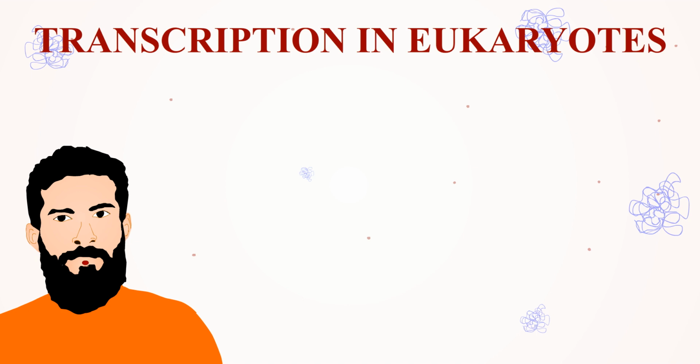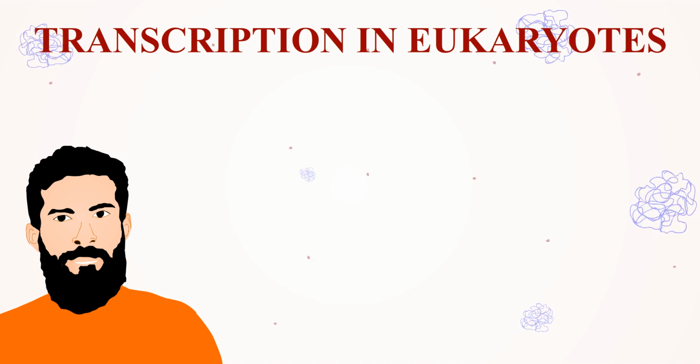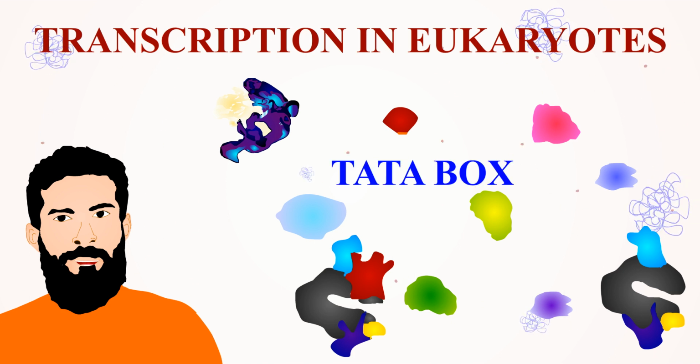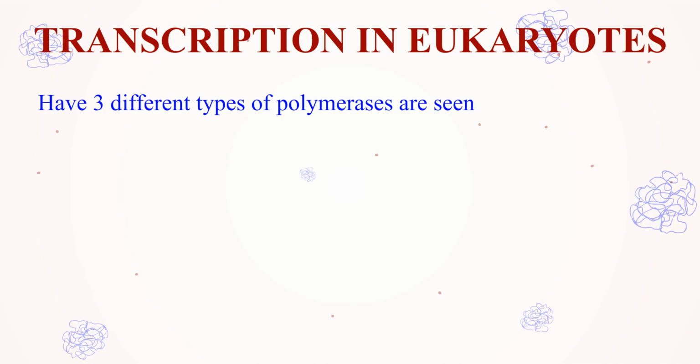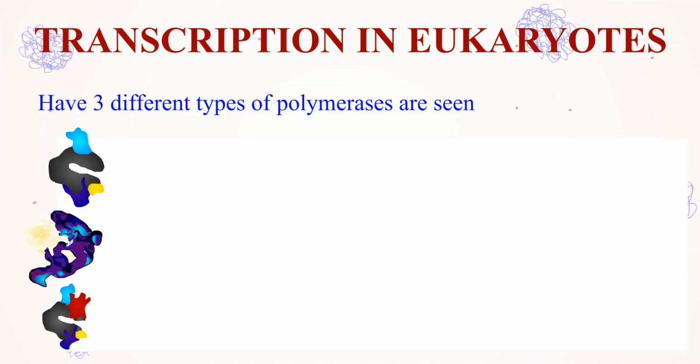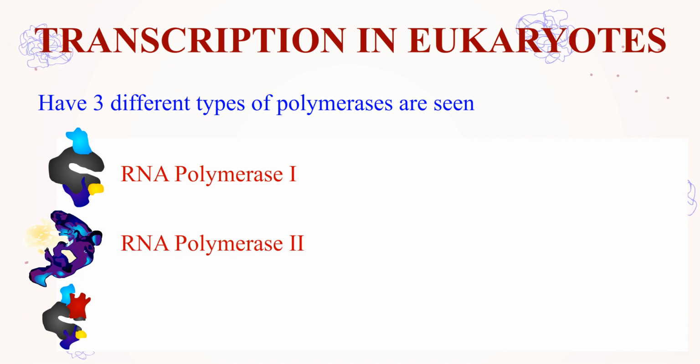The transcription in eukaryotes is more complicated and requires the help of more enzymes to complete. The core promoter element seen in 10 to 15% of the eukaryotes is TATA boxes, the same as seen in the prokaryotes. In eukaryotes, there are three types of RNA polymerase. They are RNA polymerase 1, RNA polymerase 2, and RNA polymerase 3.